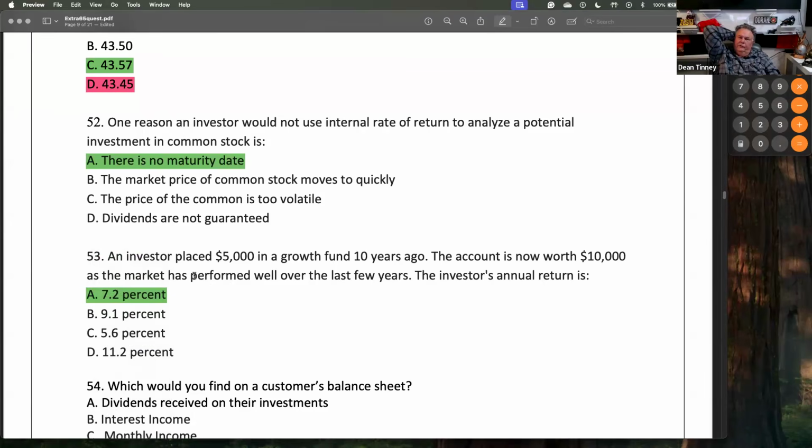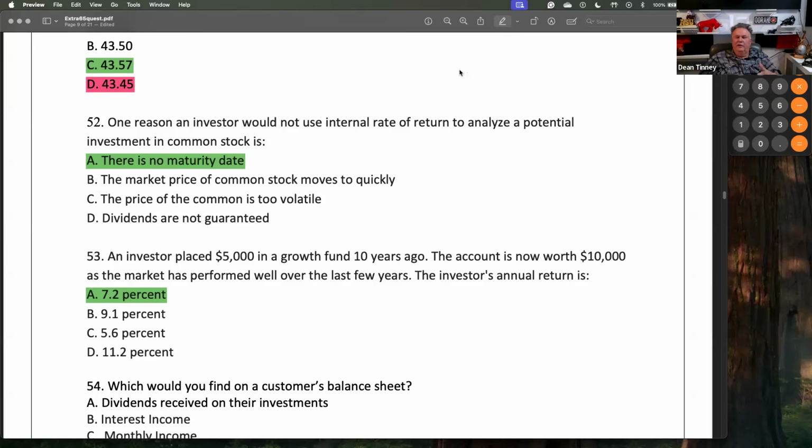The internal rate of return. The internal rate of return is the bridge between the present value of 5,000 and the future value of 10,000. That's the internal rate of return that will turn 5,000 into 10,000.